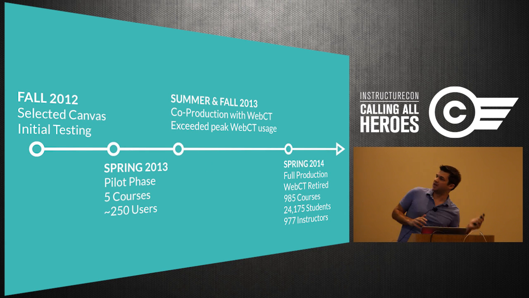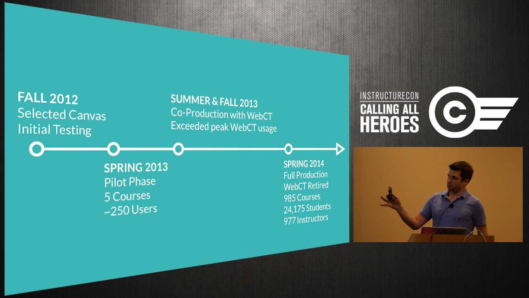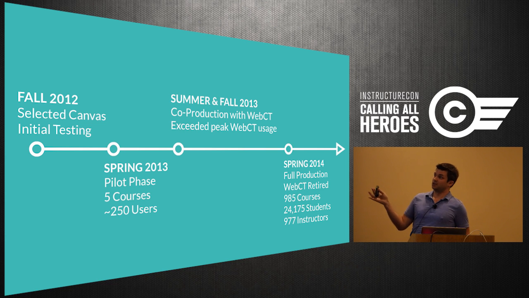So we did. This was our implementation timeline. Pretty rapid. We went from 0 to 25,000 students in 5 terms. So right from selecting Canvas in the fall of 2012, we jumped right into a pilot phase the next term with a few credit courses. So these are actual live courses. Into a co-production phase with WebCT. So we were running 2 systems in parallel at that time.